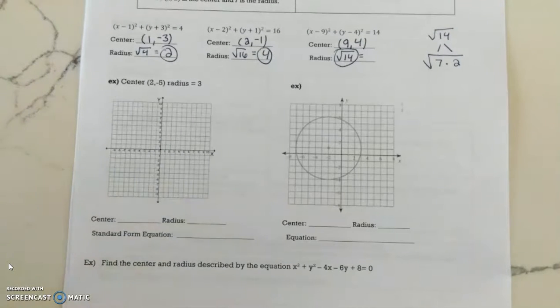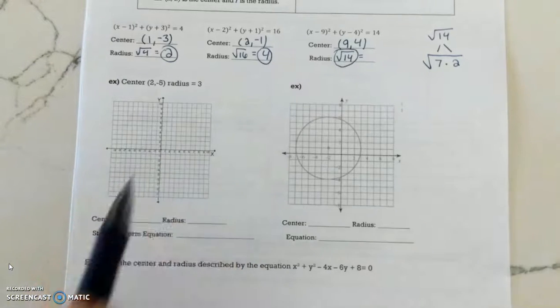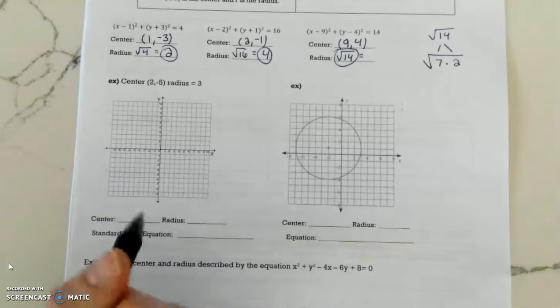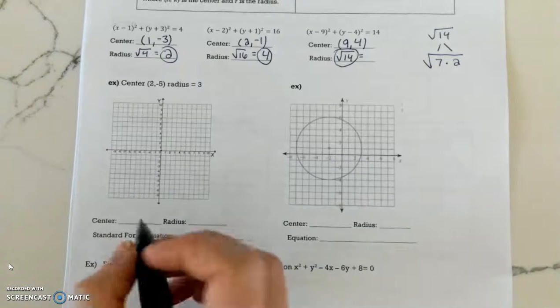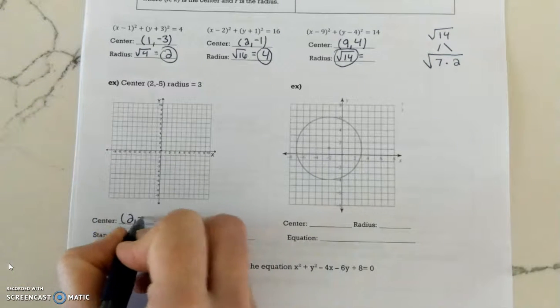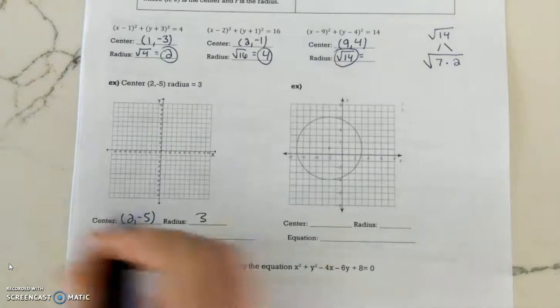All right, now for these next two examples, it looks like we're going to have to graph here and then find the center and the radius and actually write the standard form equation. It gives us the center and the radius, so I can go ahead and put that here: 2, negative 5, and a radius of 3.